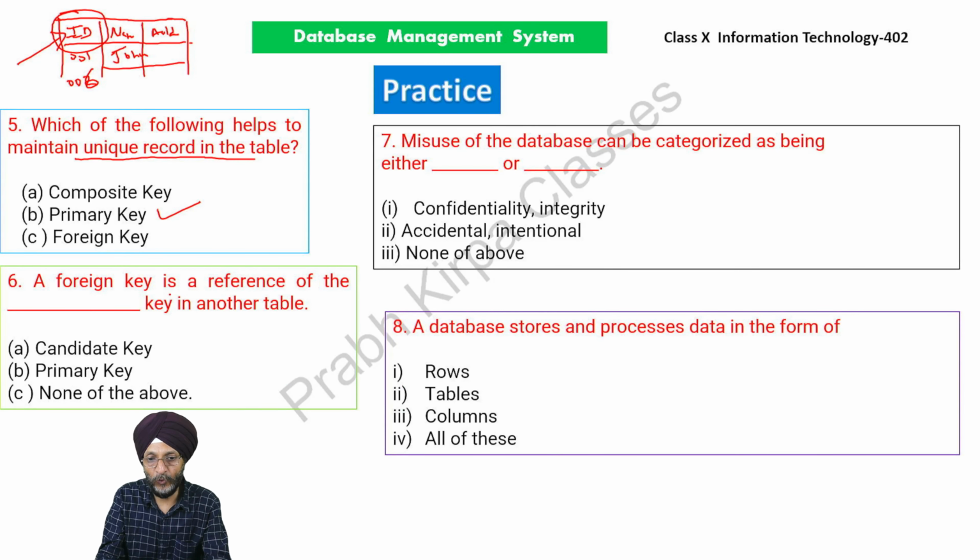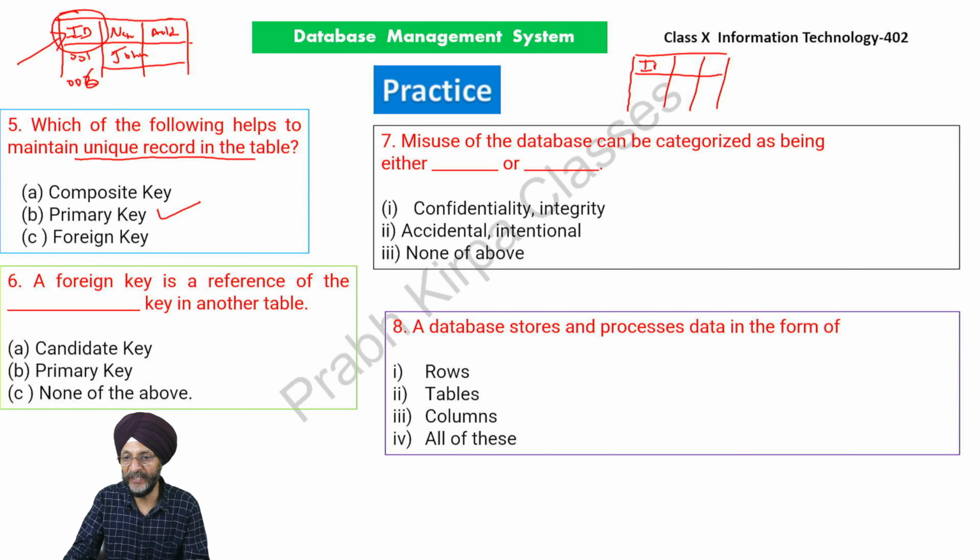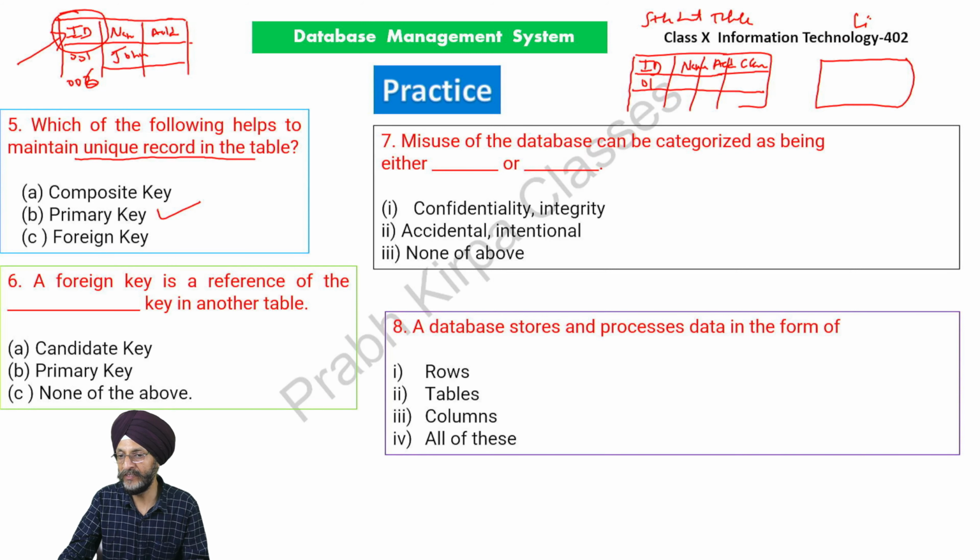Next, a foreign key is a reference of dash key in another table. It can be understood with the help of another example. Suppose it is one table where we have mentioned student ID, student name, and student address or student's class. This is the student table. The same student goes to the school library. This is the library table.